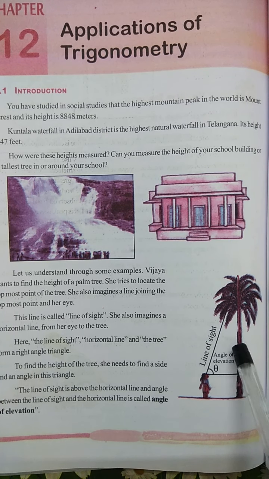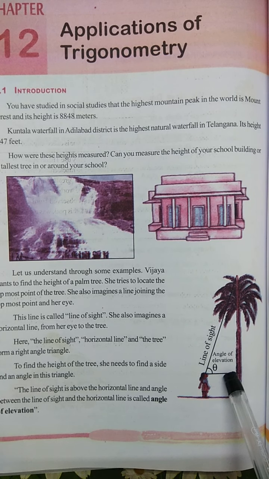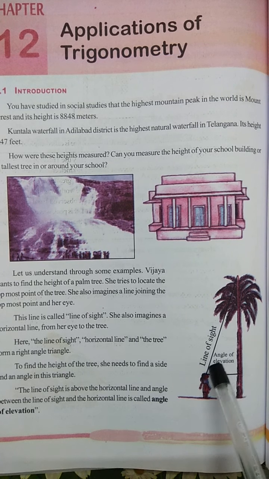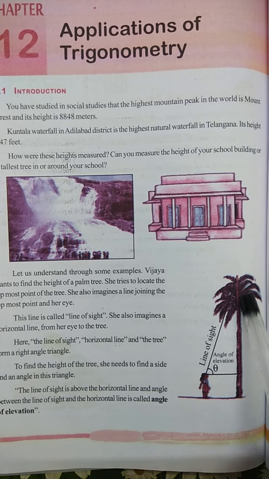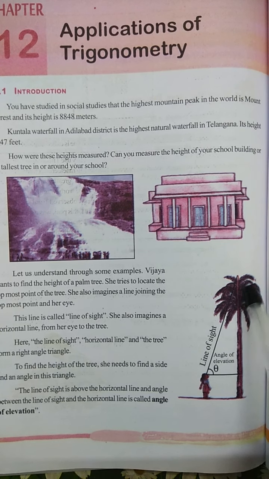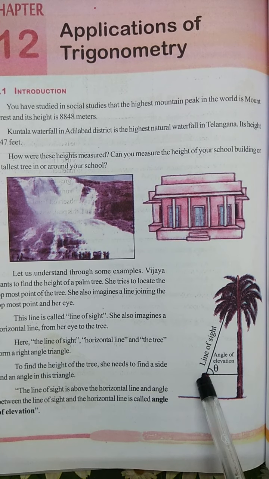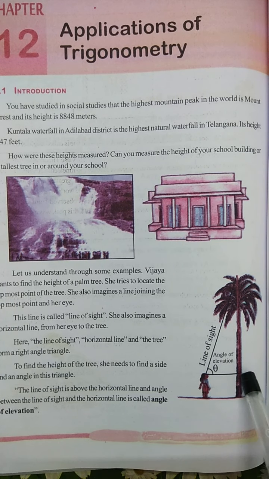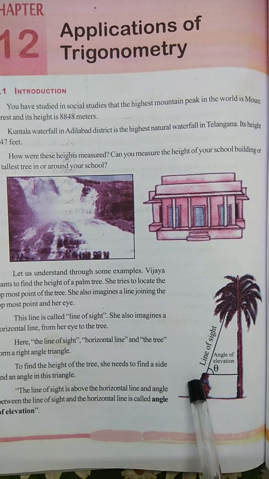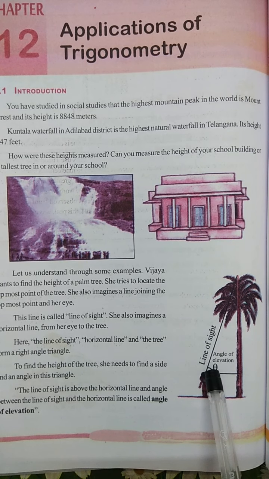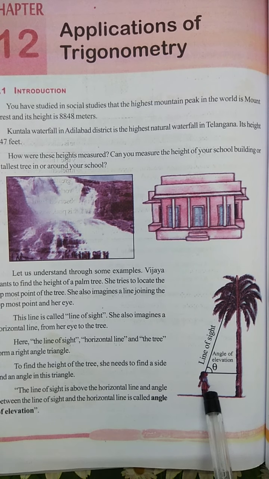So when is the angle of elevation formed? Angle of elevation is formed when we observe any object which is at more height than us. Then the angle between the horizontal and the line of sight is called the angle of elevation. So I think you understood what is angle of elevation.